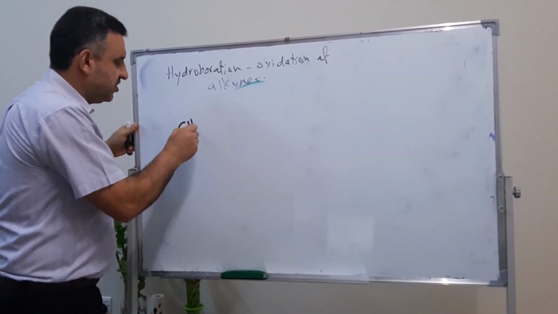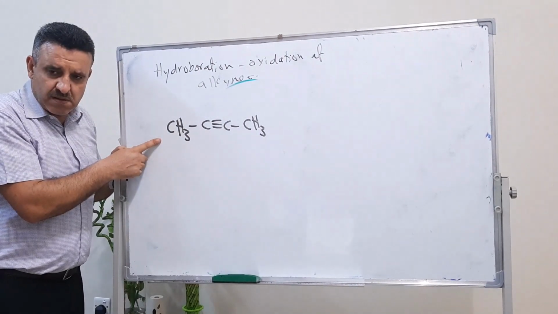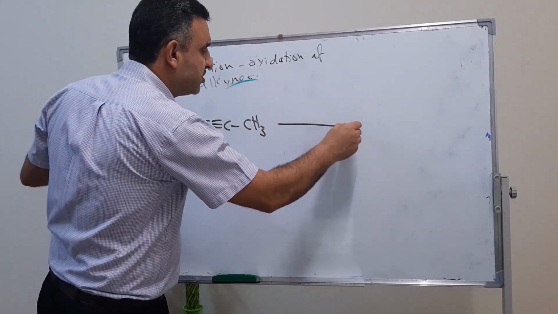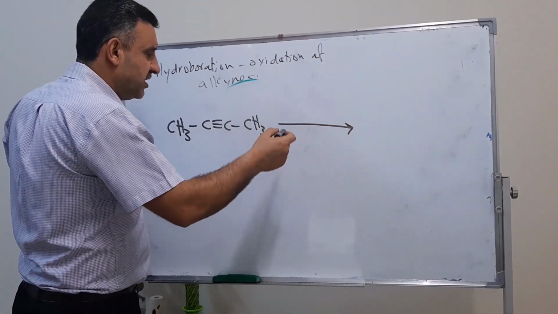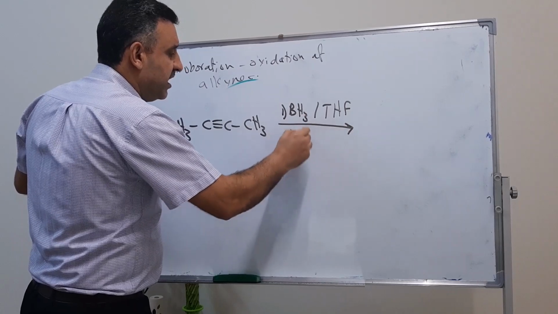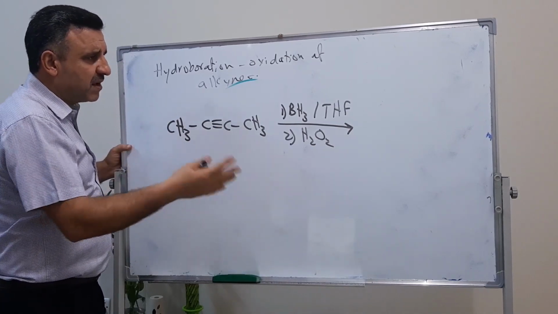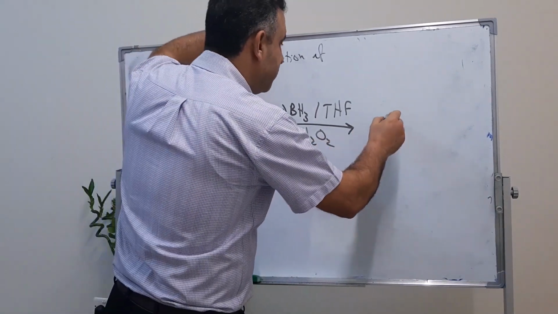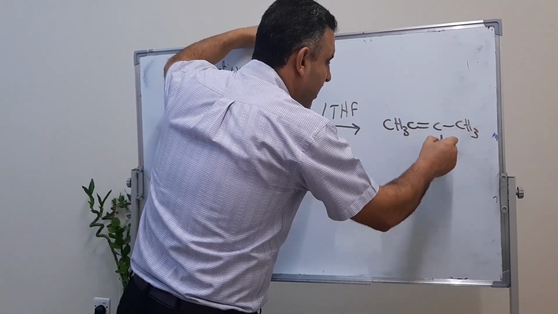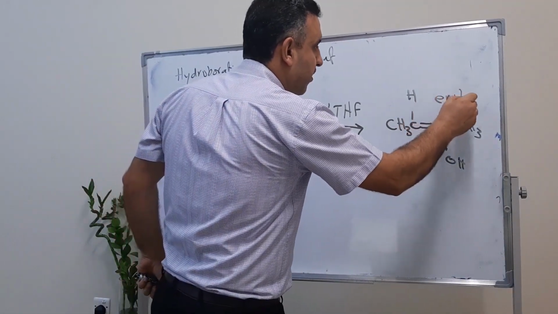Suppose we have a symmetrical alkyne now: CH3, C triple bond C, then CH3. Is the writing clear now? Perfect. Now let's do a hydration via hydroboration oxidation, where we first add BH3 in the presence of THF, and then second H2O2. Because it's symmetrical, it doesn't matter where the groups go. First, as an intermediate, we get CH3, C double bond C, and then CH3. One of the carbons will be attached to OH, and the other one to a hydrogen. Again, we get the enol form, isn't it?